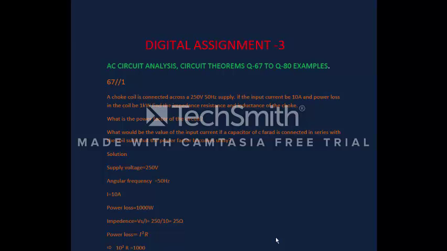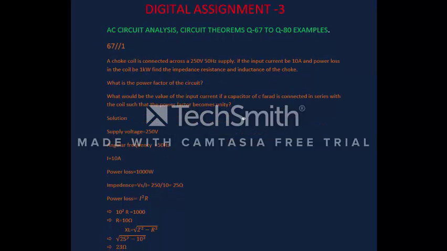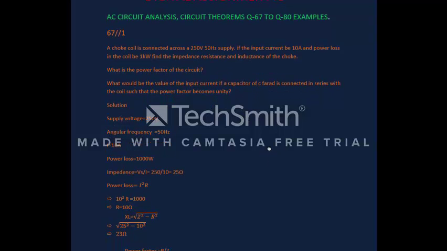So let's start by having a look at the first question. It's from Alexander's book, Circuit Theorems. The first question says, a choke coil is connected across a 250 volt 50 Hz supply. If the input current is 10 ampere and the power loss in the coil is 1 kilowatt, find the impedance, resistance and inductance of the choke. What is the power factor of the circuit?